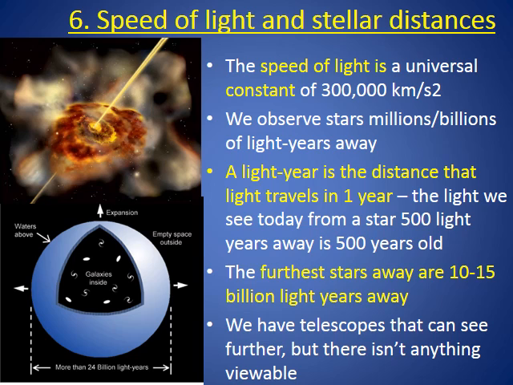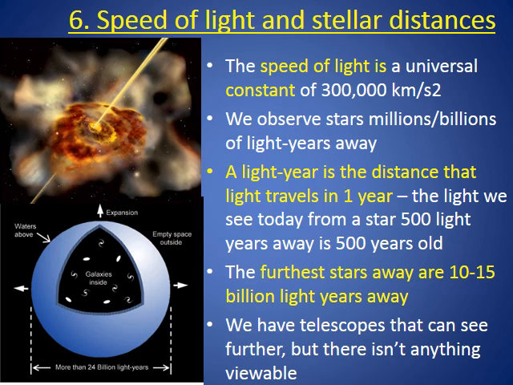And then of course the speed of light and stellar distances. The speed of light is a universal constant. It's in Einstein's equation, E equals mc squared. C squared is the speed of light. It's a huge number, 300,000 kilometers per second squared. And we observe stars millions or even billions of light years away. A light year is just the distance that light travels in 1 year.